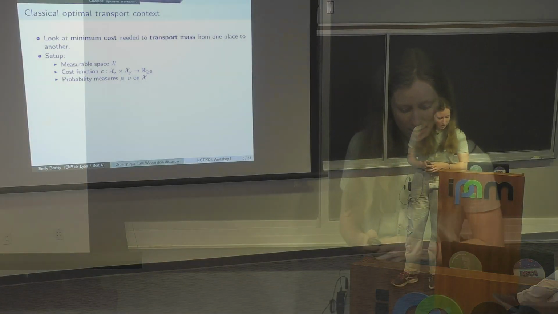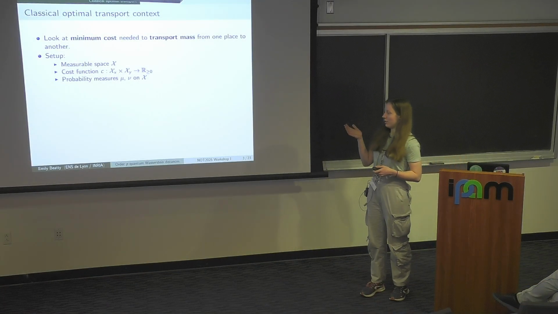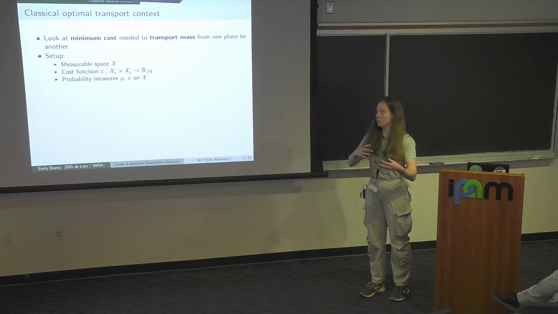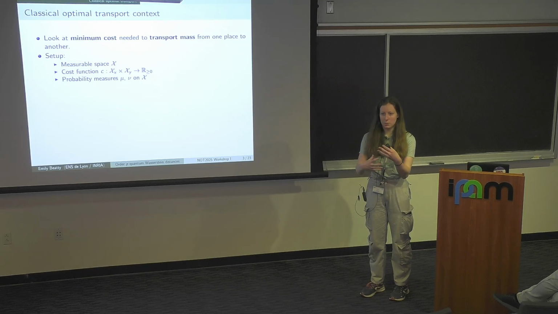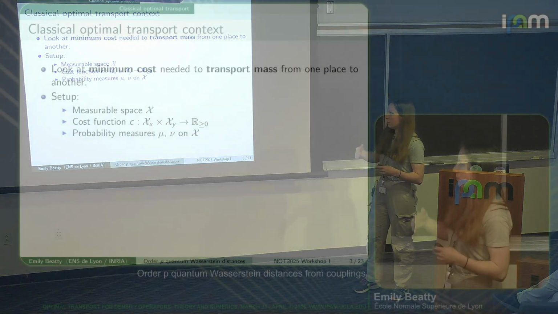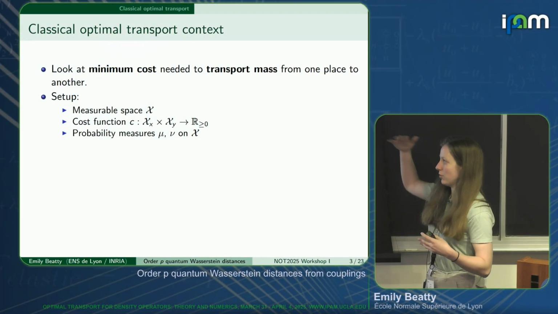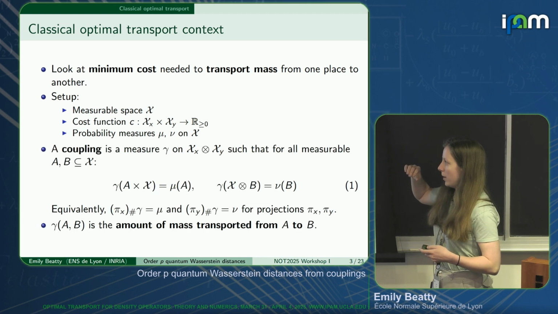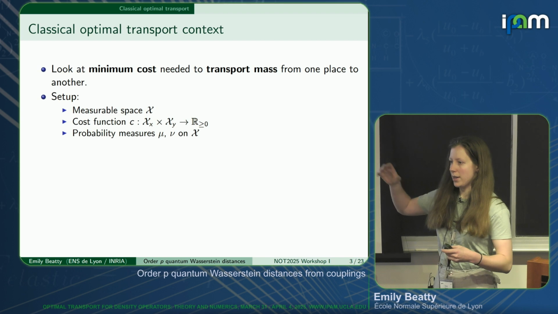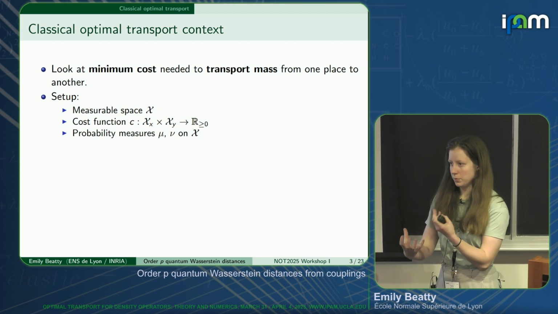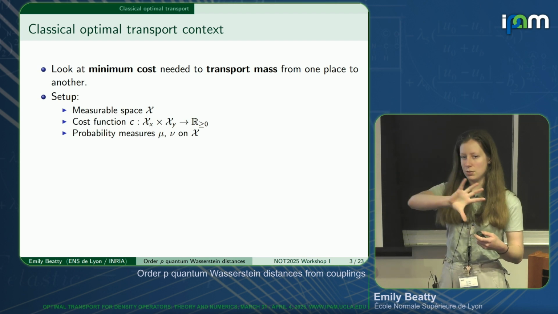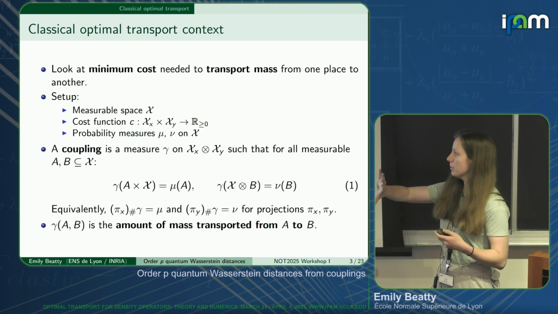So, as I said, the classical problem we're trying to generalize is the definition of the Wasserstein distances, which talk about the minimum cost needed to transport mass from one place to another. Classically, you would set yourself up with a measurable space, a cost function on that space, where c(x,y) represents the cost of transporting one unit of mass from point x to point y, and two probability measures, mu and nu, that you're trying to transport mu onto nu.